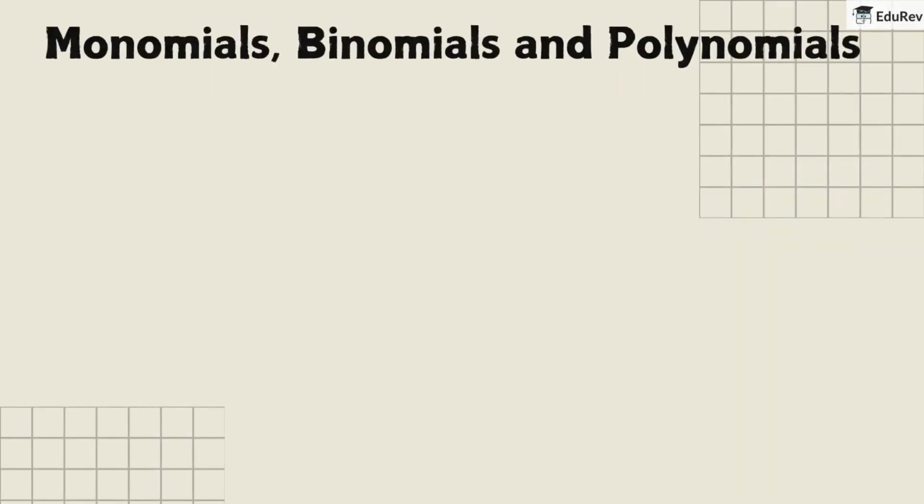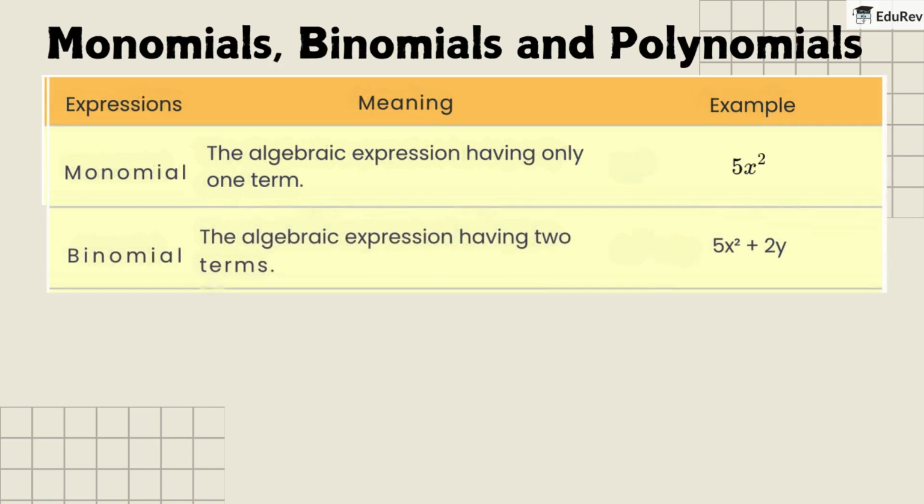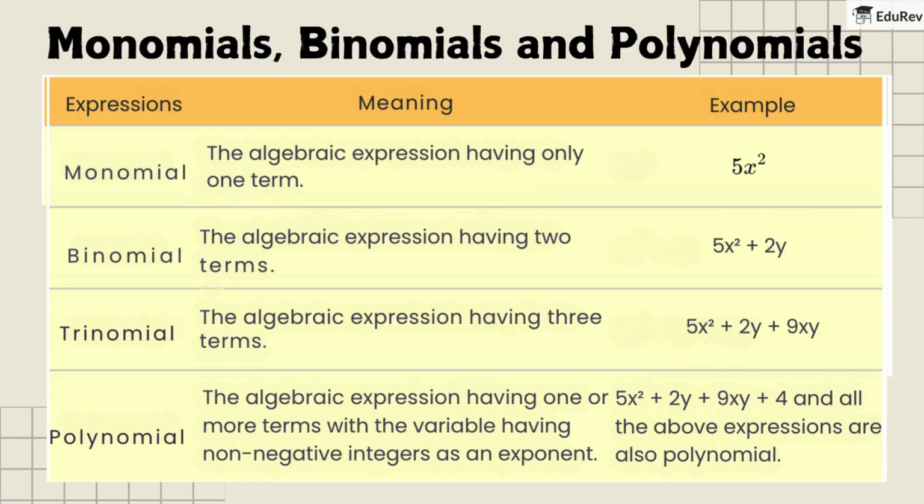Now, we will learn about monomials, binomials, and polynomials. A monomial is an algebraic expression having only one term, such as 5x squared. A binomial has two terms, like 5x squared plus 2y. A trinomial has three terms, for example, 5x squared plus 2y plus 9xy. A polynomial is an algebraic expression having one or more terms, like 5x squared plus 2y plus 9xy plus 4, where all variables have non-negative integers as exponents.